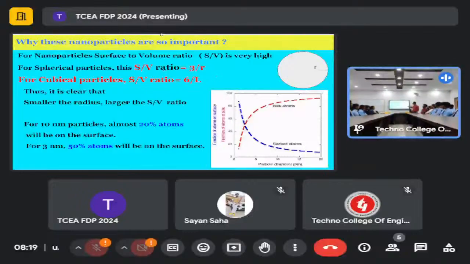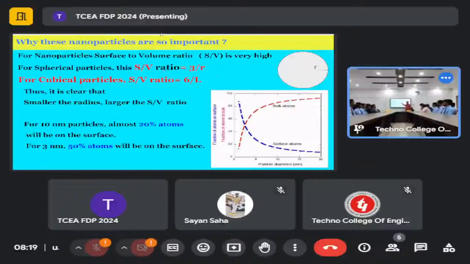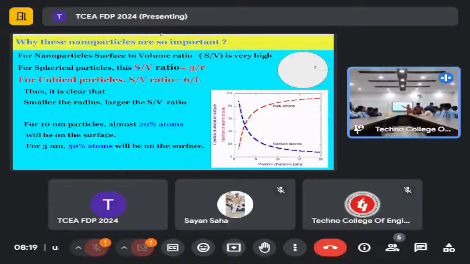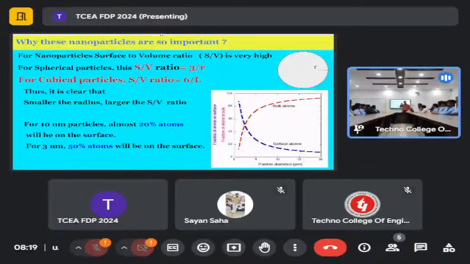So if we divide S by V, surface to volume ratio comes out to be 3 by r. So surface to volume ratio is inversely proportional to r, or proportional to 1 by r. If we decrease the size, decrease the radius, surface to volume ratio increases. Got my point? So in the case of nanoparticles, the surface to volume ratio is very high.